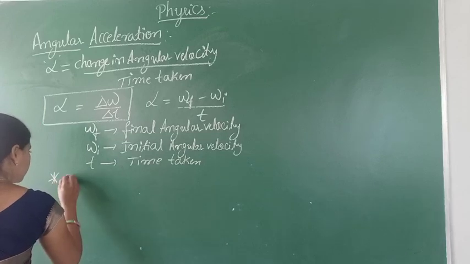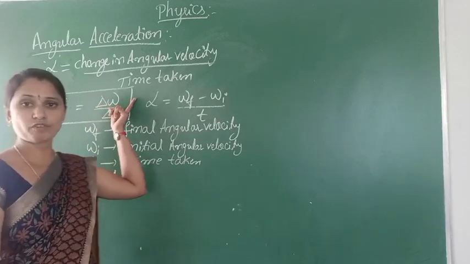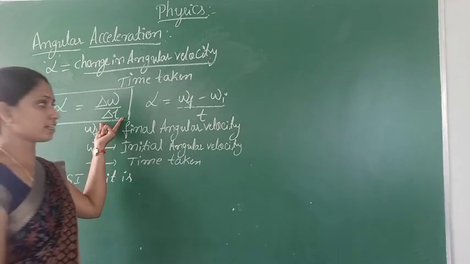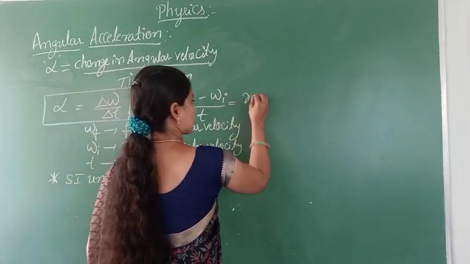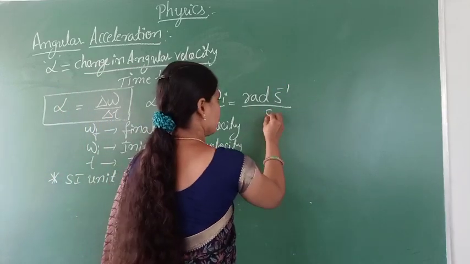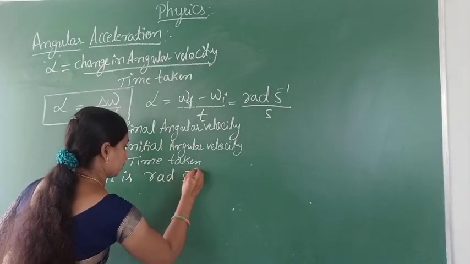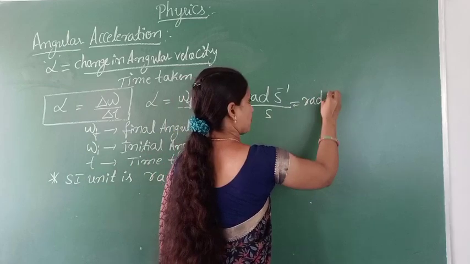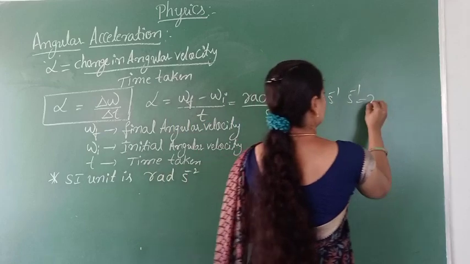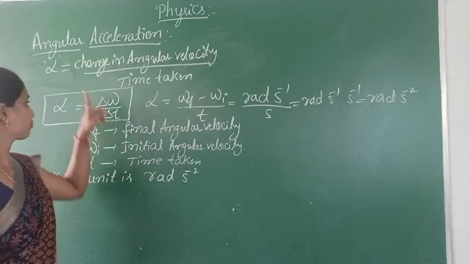Next, the unit. The SI unit: we already know the unit of angular velocity is radian per second. The unit of angular acceleration is the unit of angular velocity, radian per second, divided by the unit of time, second. So the second goes to the denominator, becoming radian per second square. Here rad s power minus 1, again s power minus 1. The bases are the same, so add the powers, giving s power minus 2. So this is the SI unit of angular acceleration.